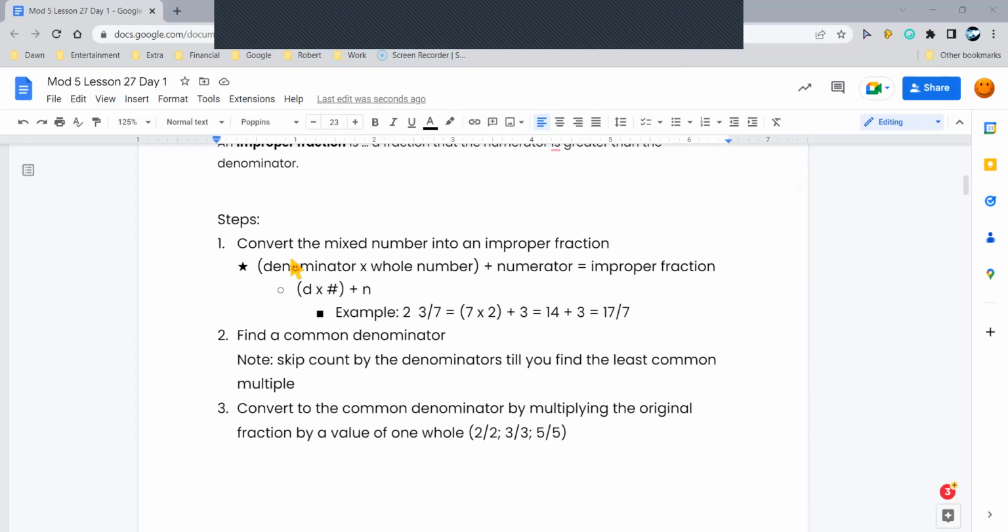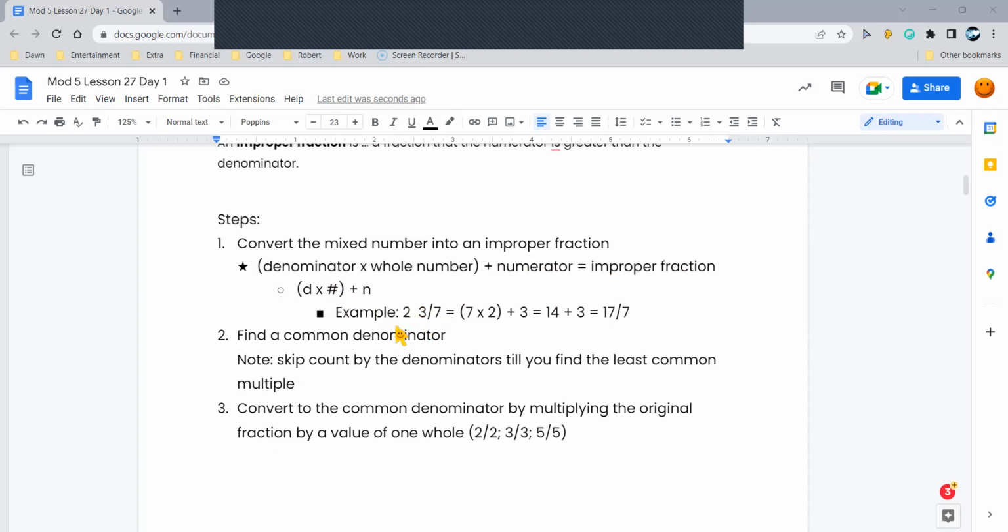Our steps. If we need to, we're going to convert the mixed number into an improper fraction. In order to do that, we're going to take the denominator, multiply it by the whole number, and add the numerator. Once we get that number, we put it over a denominator, and that gives us our improper fraction. So here's our example, 2 3/7.